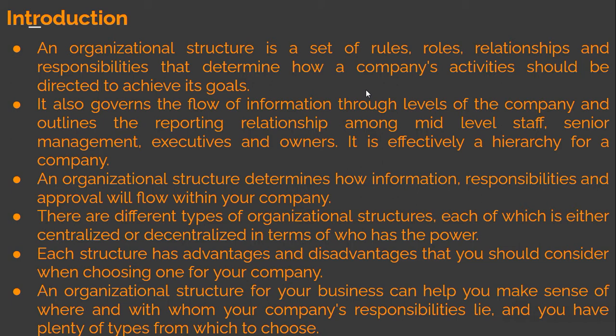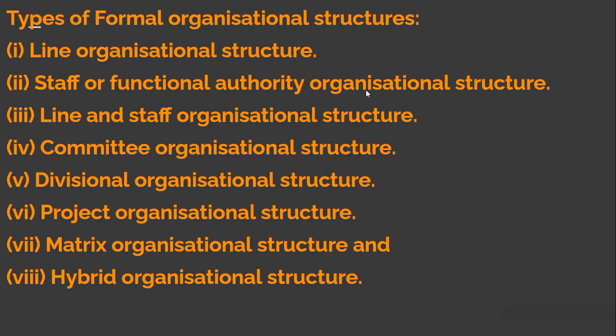Depending on the requirement of the business, the structure is selected by the organization. Now students, there are different types of organization structures. You are seeing the list of the organization structures here that I'm going to discuss in this session. The first is line organization structure, then staff or functional organization structure, and line and staff organization. These three are the traditional types of organization structures that you have studied in 12th standard.